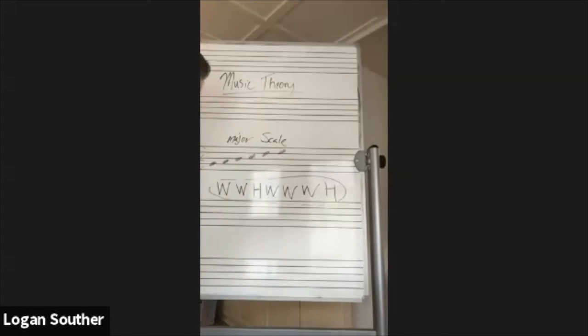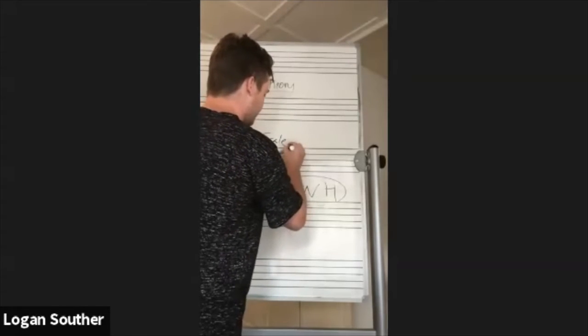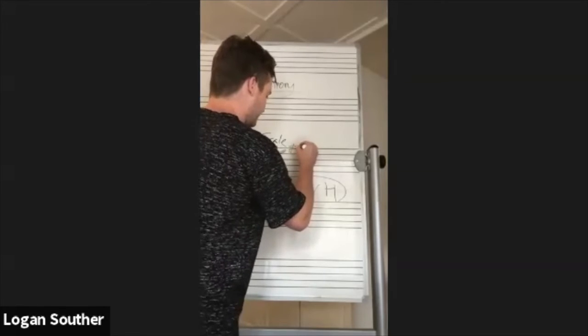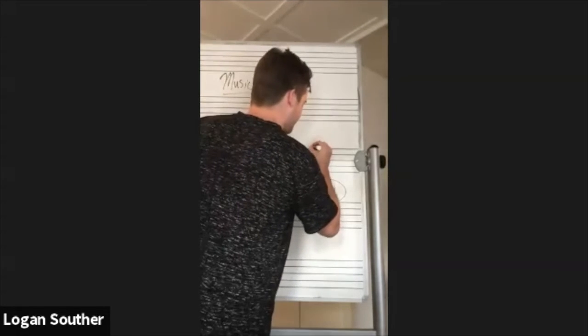So we need to raise that F up a half step to give us a whole step. So that gives us F sharp. So G, A, B, C, D, E, F sharp, and G.